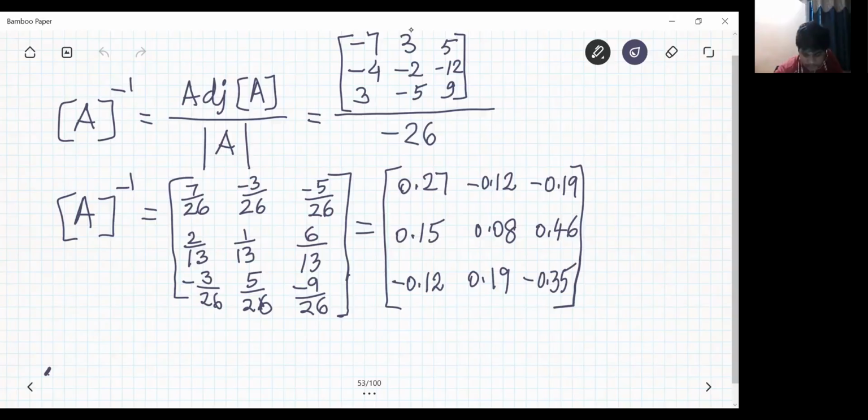A inverse is equal to 0.27, minus 0.12, 0.19. So that you can calculate also and write. If the first one is written, that you can do that one.